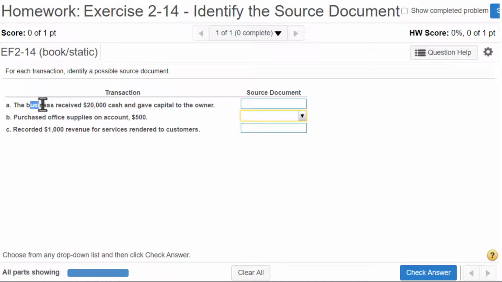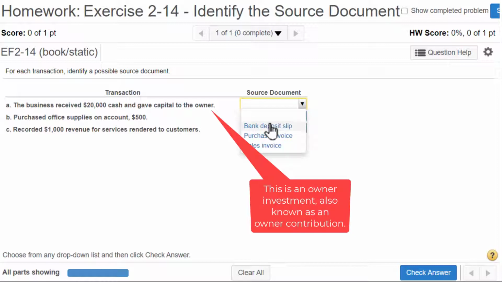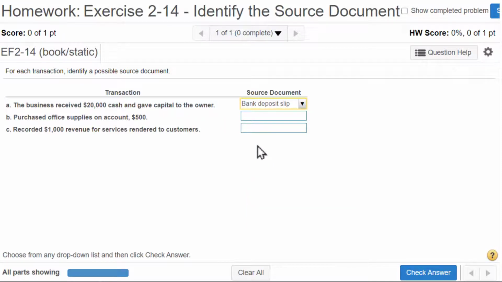So let's say the business received $20,000 cash and gave capital to the owner. Basically, what this means is the owner has invested in the business. It's an owner contribution, and the owner invested $20,000 and deposit into the cash account. So how would we know this occurred? We would need to have the bank deposit slip that shows the date that it happened, the amount, and which bank account and which bank it happened at.